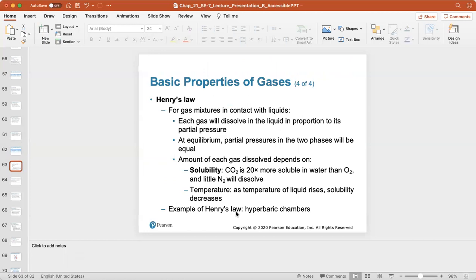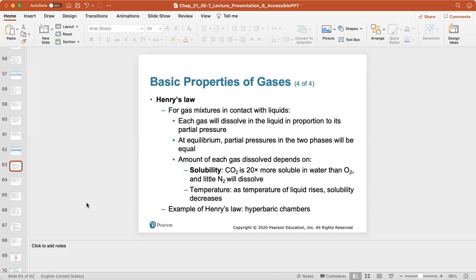Henry's law explains that for gas mixtures in contact with liquids, each gas will dissolve in the liquid in proportion to its partial pressure. At equilibrium, partial pressures in the two phases will be equal, and the amount of each gas dissolved depends on its solubility. Carbon dioxide is about 20 times more soluble in water than oxygen, and very little nitrogen will dissolve, and also temperature: as the temperature of the liquid rises, solubility decreases.